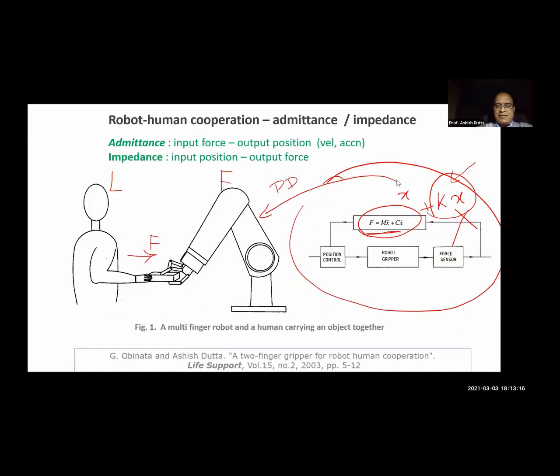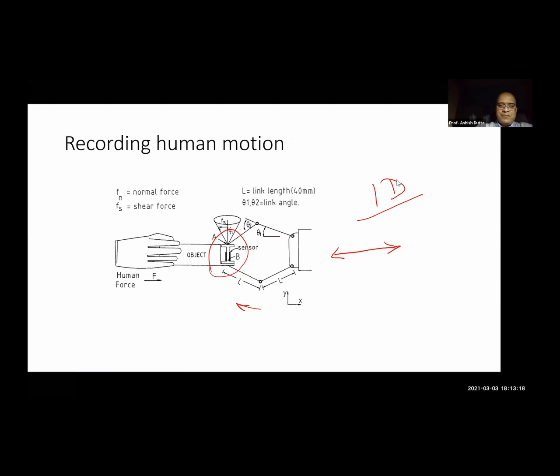I'll just draw it here. In this case, you can see that there is a normal force like this, and there is a force in this direction, which is the shear force. So this is Fn, and this is Fs. The robot finger can measure Fn. It cannot measure Fs. You cannot measure shear force. It's not possible. Whereas the human fingertip can.